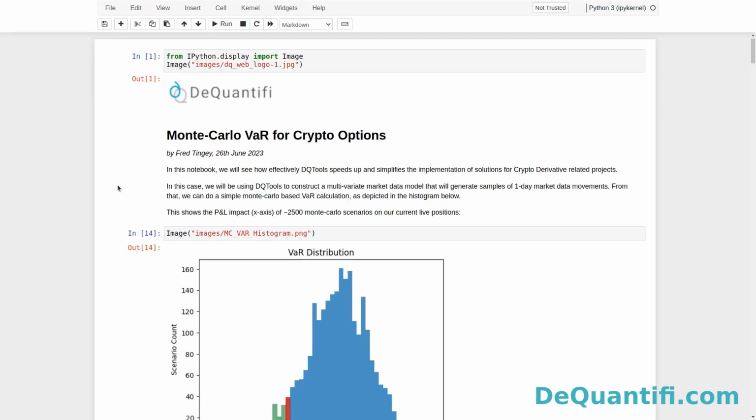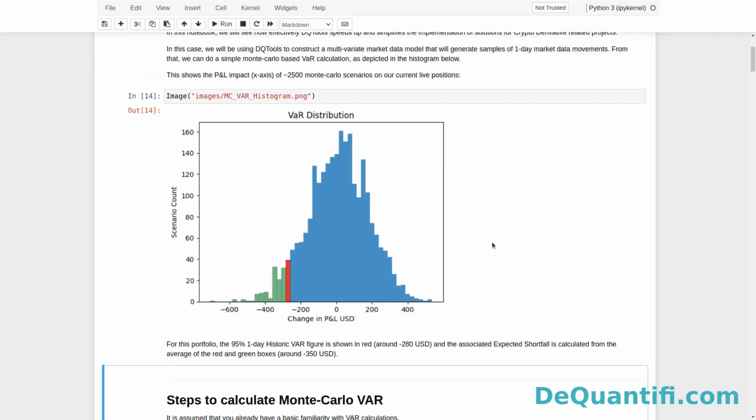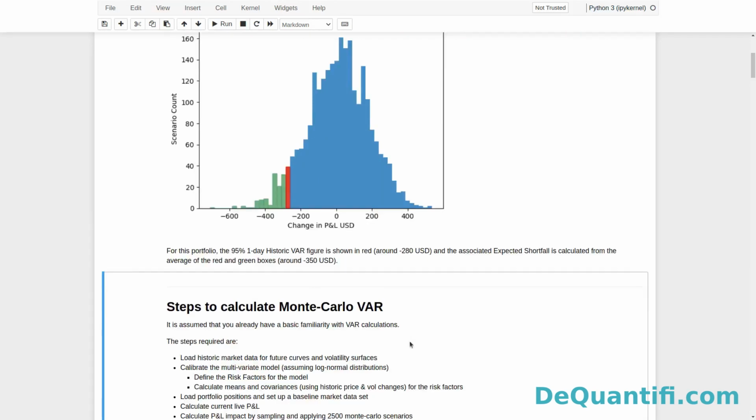Today we're going to have a look at calculating VaR using a Monte-Carlo approach for crypto derivatives. Our goal today will be to generate a distribution like this showing P&L changes over a number of scenarios, in this case around 2,500, that have been generated from a multivariate distribution of a set of risk factors for crypto derivatives. We will calculate the VaR figure, which would appear in this red box, and at the same time, while we're about it, we'll calculate the expected shortfall, which is a variation on VaR where we take the mean of all of the 5% worst case scenarios.